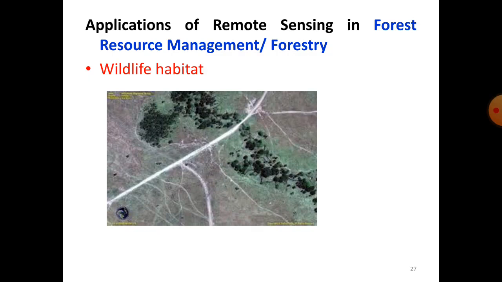The next important application of remote sensing in forestry is to maintain and map wildlife habitat. Habitat refers to the dwelling place of the wildlife. Most of the human beings go for hunting and disturb the habitats of the wildlife. So such disturbances can be easily identified by using remote sensing.